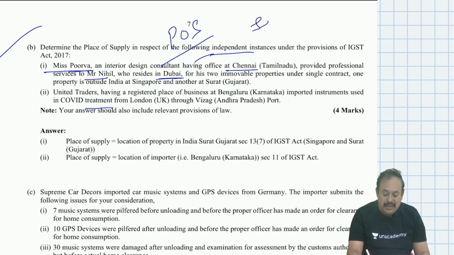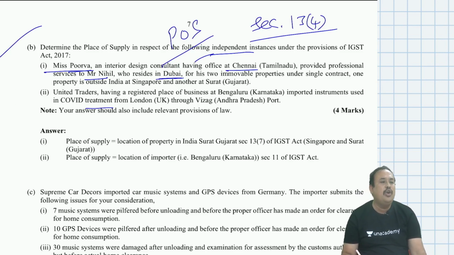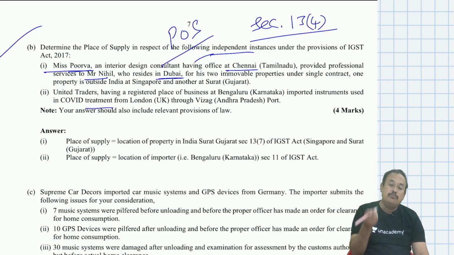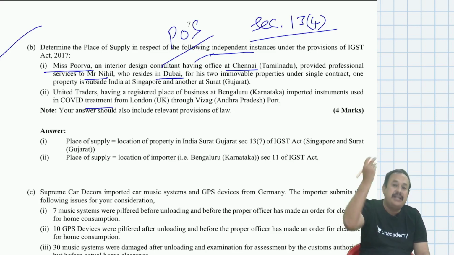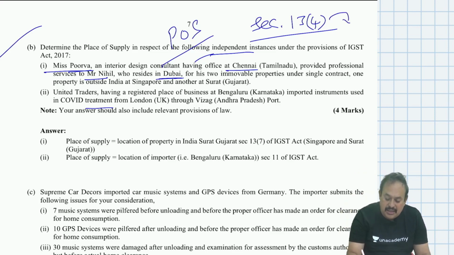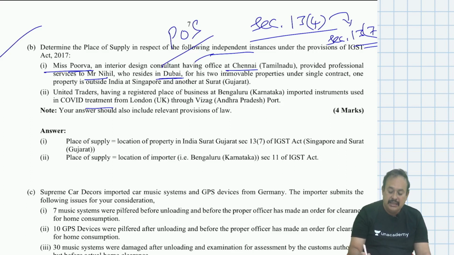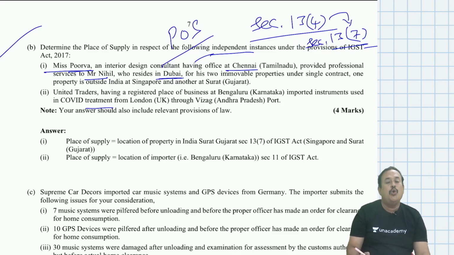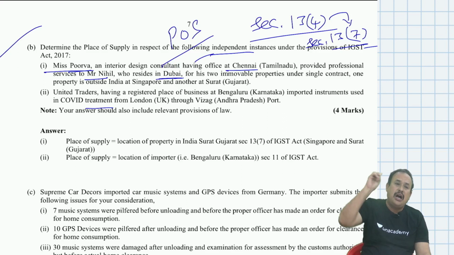That means as per Section 13, services in relation to immobile property, Section 13, subsection 4. But since they are provided in more than one state, which includes outside India, it falls under Section 13, subsection 7.